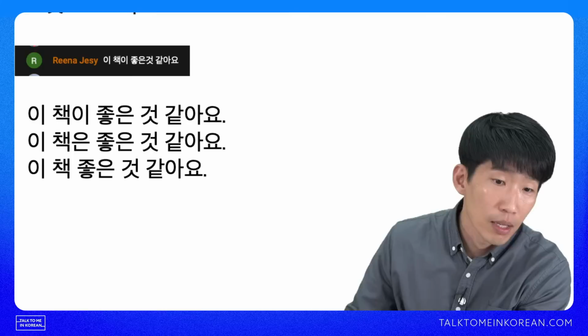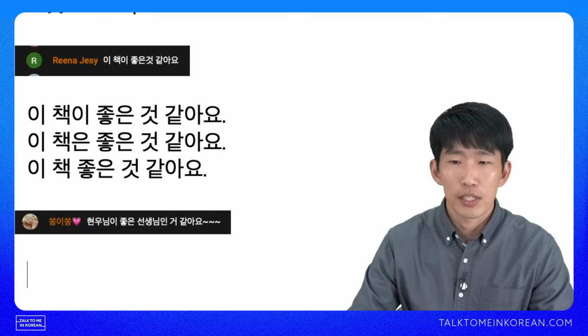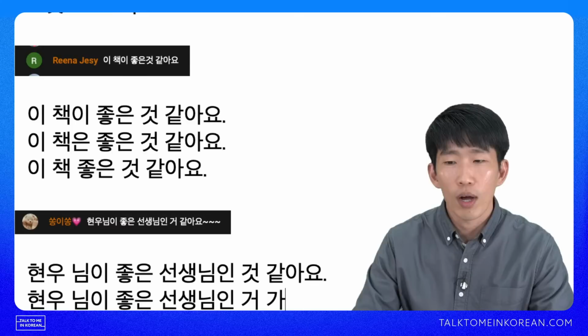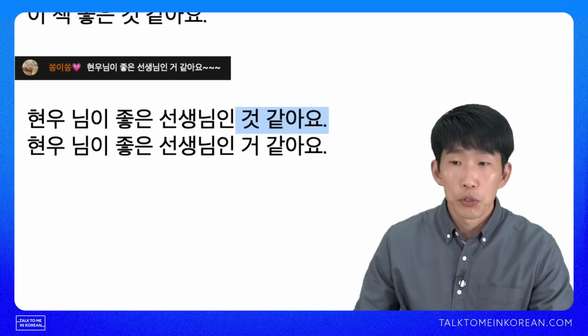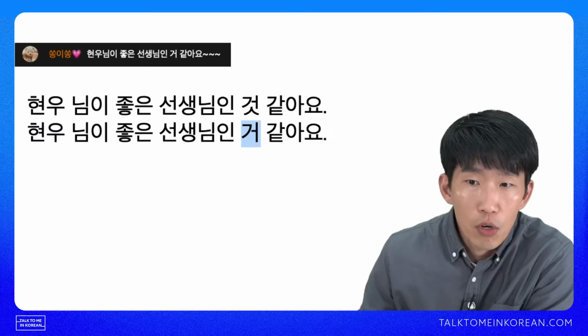Thank you, Song Yi-song, for writing this lovely sentence. 현우님이 좋은 선생님인 것 같아요. Okay, a variation. 현우님이 좋은 선생님인 것 같아요. So, 것 같아요 or 인 것 같아요 is I think so-and-so is. And in spoken Korean or colloquial writing also, you can say 거 같아요, 좋은 선생님인 것 같아요. I think 현우 is a good teacher. Thank you. I think 현우 is a good teacher too.